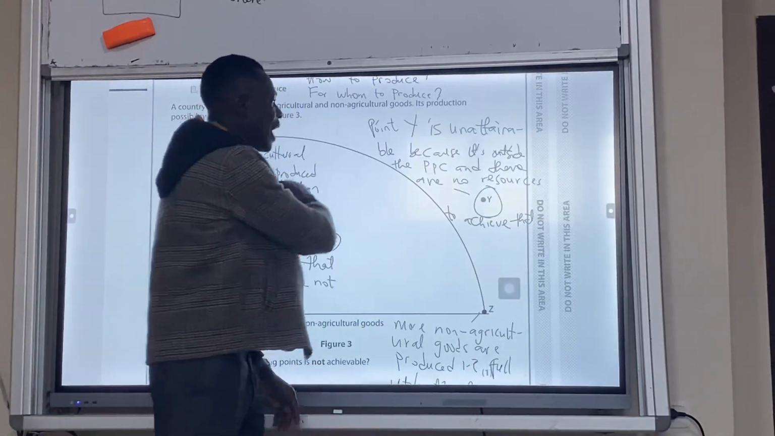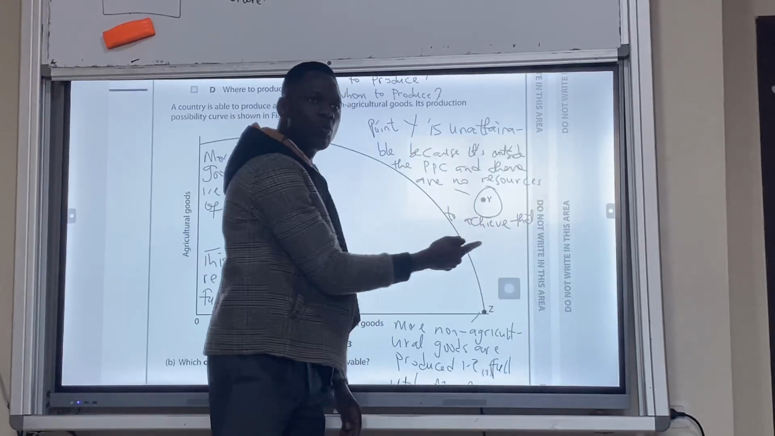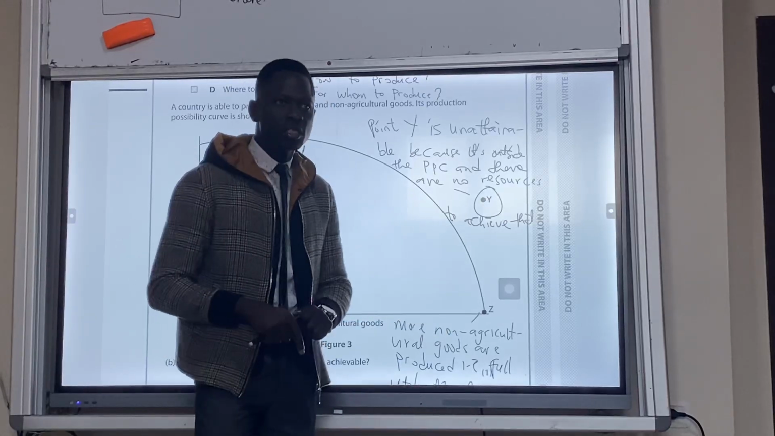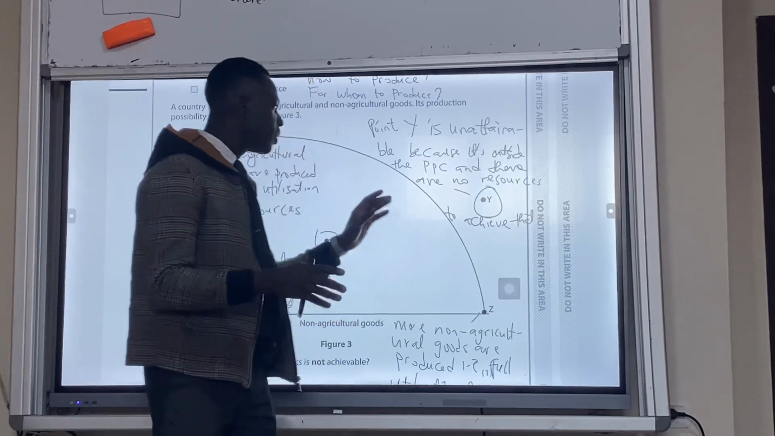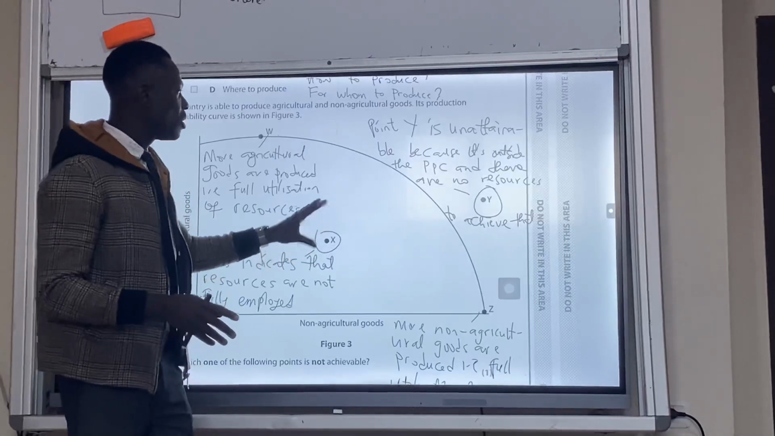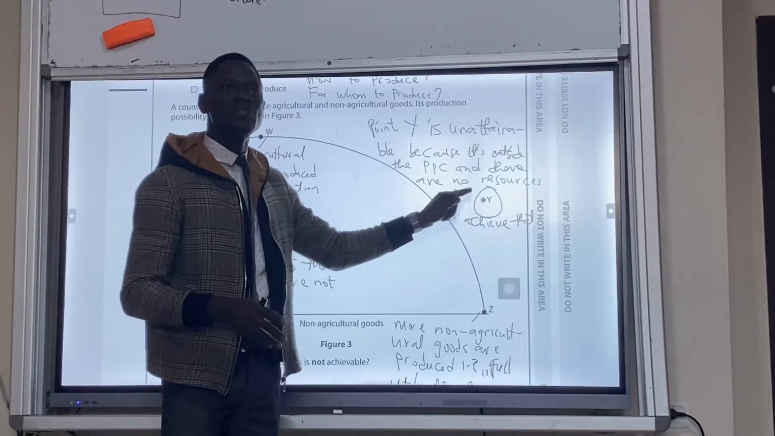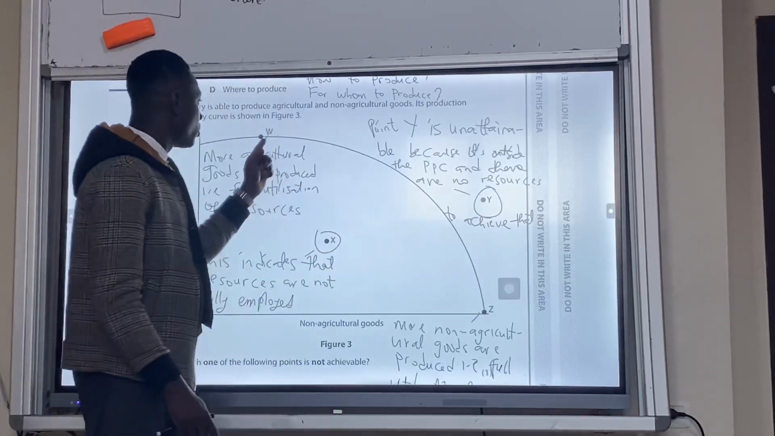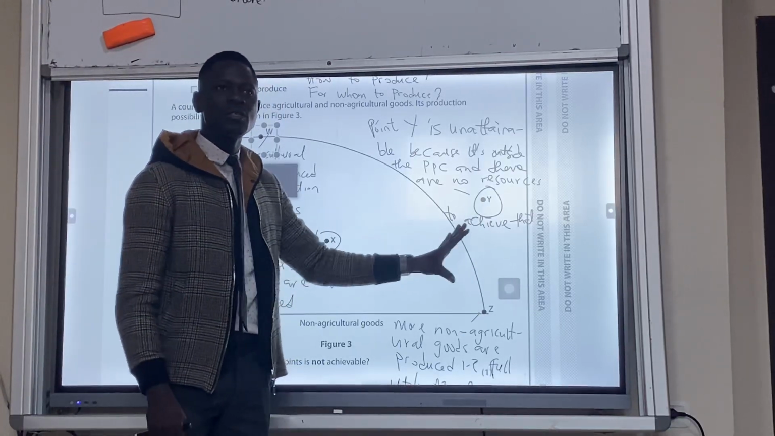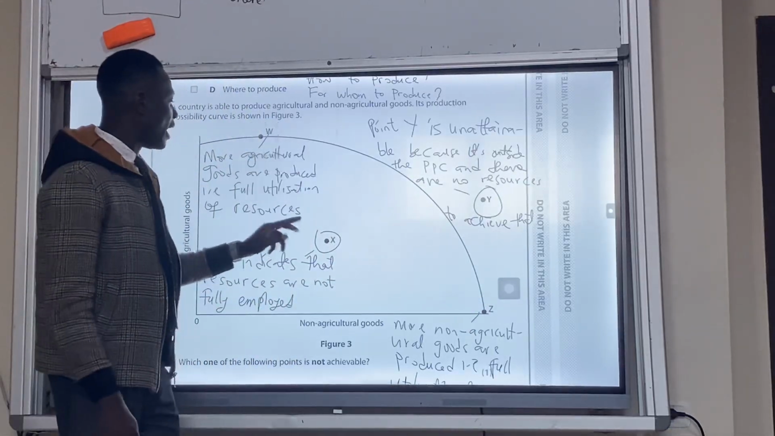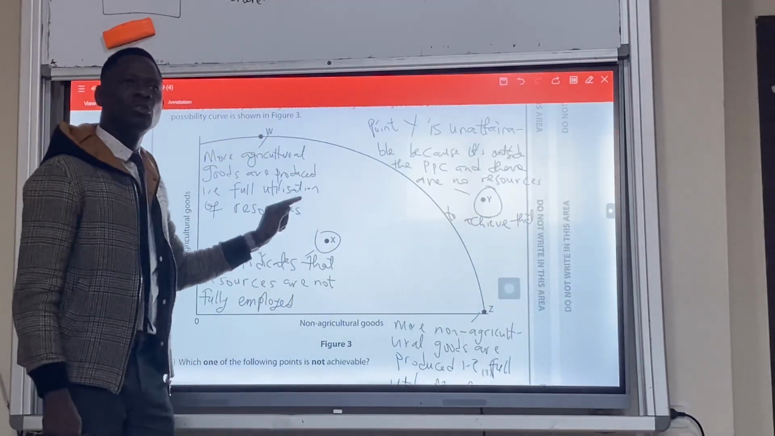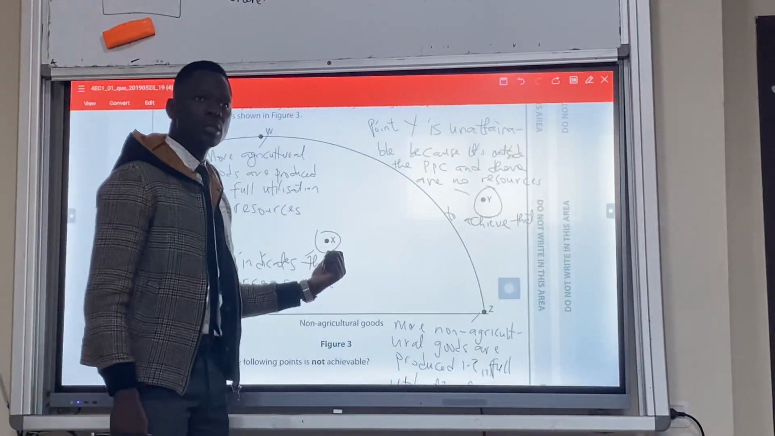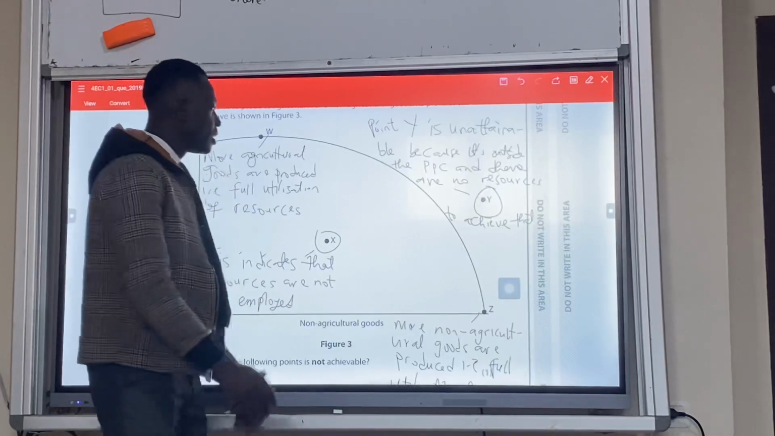For a PPF to have an outward shift going towards Y would mean that there's discovery of new resources or there's advancement in technology. Do we get it? But up until now, based on what we have here, we cannot achieve Y because we don't have resources to achieve Y. Do we get it? Points Z and W are attainable because we have resources to produce at that point. At point X, it means we are still not using all the resources we have because we have the capacity to get here, but this is where we are. Is it clear? Is it clear, please?